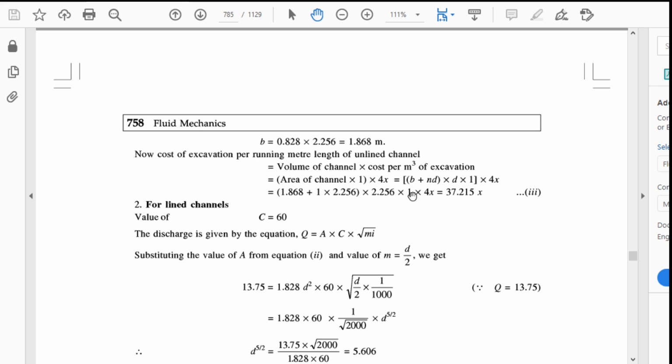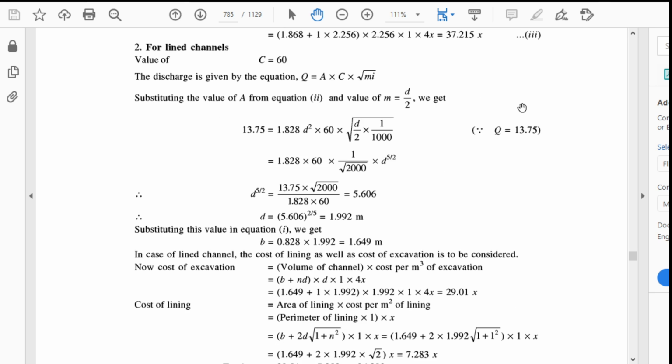By using these quantities you will get the cost of excavation as 37.215 times x. Here x is what we considered as the cost of lining per meter square of lining. So 37.215 times x is the cost for the excavation. This is for the unlined channel.